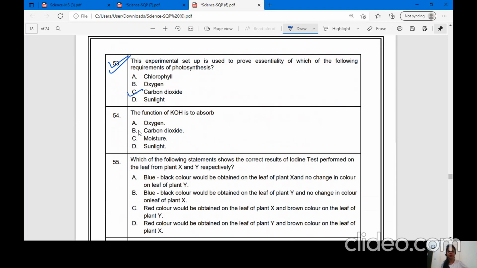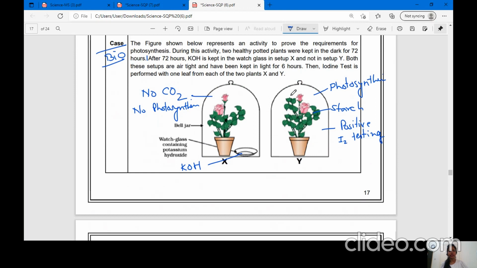Question number 54. The function of KOH, potassium hydroxide, is to absorb oxygen, carbon dioxide, moisture or sunlight. So that's carbon dioxide. This is again a very easy question. So why in setup X is potassium hydroxide kept? Potassium hydroxide will absorb all the carbon dioxide present inside the bell jar.